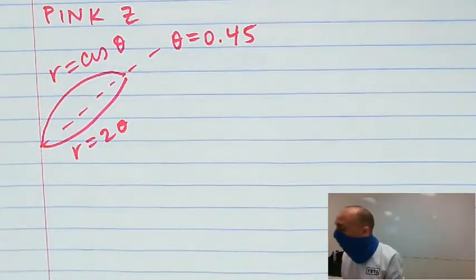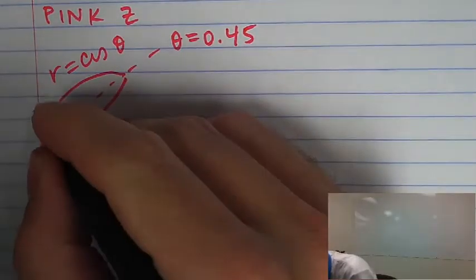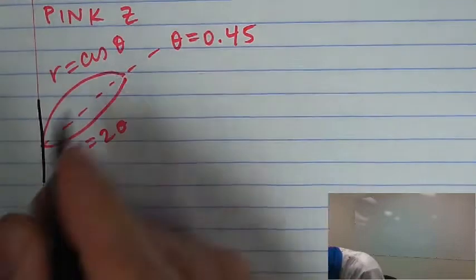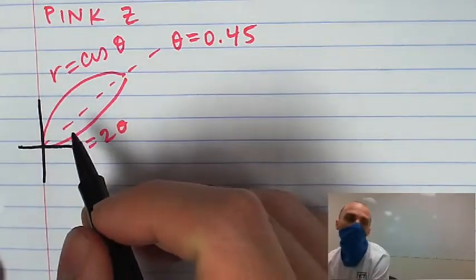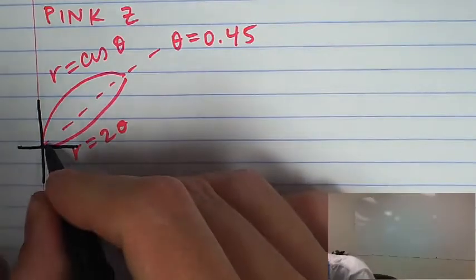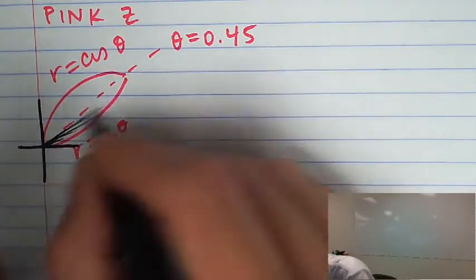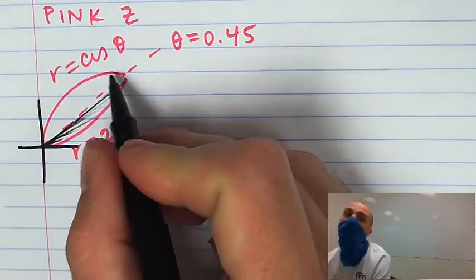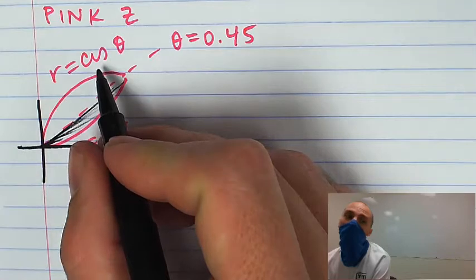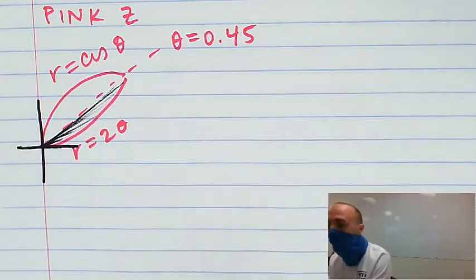All right. So the thing here is that's the origin. So what we're going to be doing is integrating on 2 theta from theta equals 0 up to theta equals 0.45. And then it's going to switch, and we're going to integrate on cosine theta from 0.45 to what looks like it's going to be pi over 2.